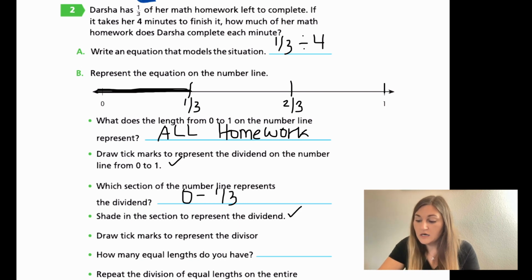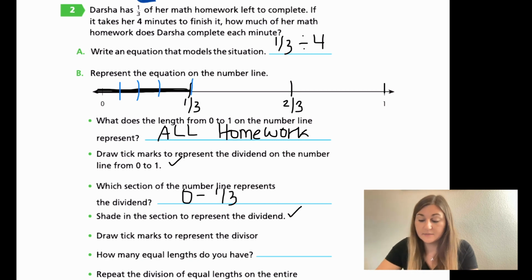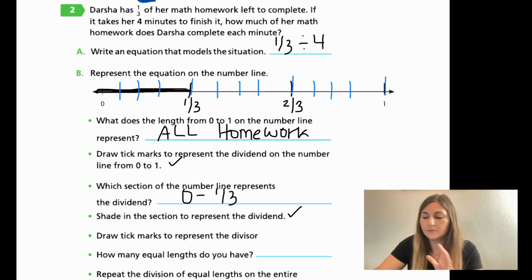Done. Draw tick marks to represent the divisor. So remember, the divisor is 4. So now I need 4 sections between 0 and 1/3, 4 sections between 1/3 and 2/3, and then 4 sections between 2/3 and 1. So again, going to do this in a different color. So I have 1, 2, 3, and remember that fourth one is going to be landing on our already tick mark of 1/3. Then we need 1, 2, 3, and 4. And they're a little bit off on spacing. That's okay. All right, so done with that.